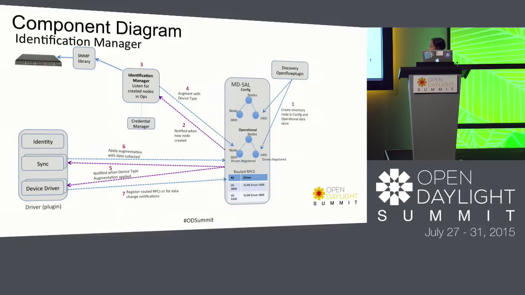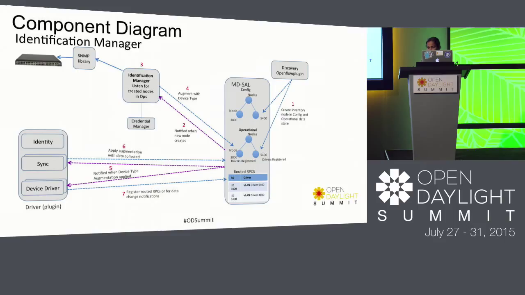Step 4. Once the device gets identified through either SNMP or OpenFlow, the identification manager augments the device, basically augmenting the device with the device type. Okay, I have identified the device. This is an HP 3800. In this example, it's going to add that information to this inventory node. Once this augmentation happens, the drivers that are registered to get notified for this augmentation will be notified.